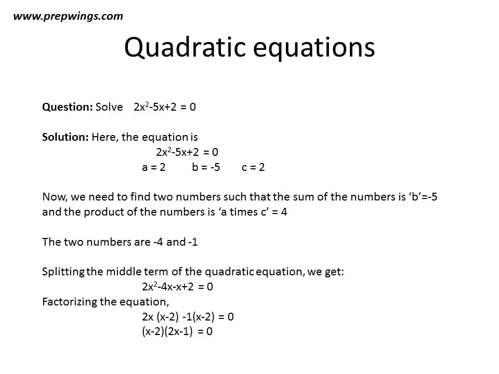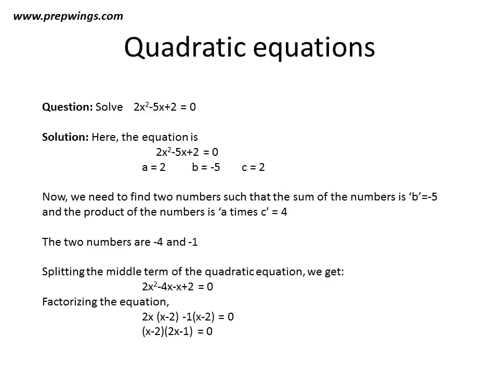The two such numbers are minus 4 and minus 1. If you add minus 4 and minus 1, you get minus 5, and if you multiply minus 4 and minus 1, you get 4. So minus 4 and minus 1 are the two such numbers. Now we'll split the middle term accordingly. Minus 5x can be written as minus 4x minus x, so I'm rewriting the quadratic as 2x square minus 4x minus x plus 2 equal to 0.